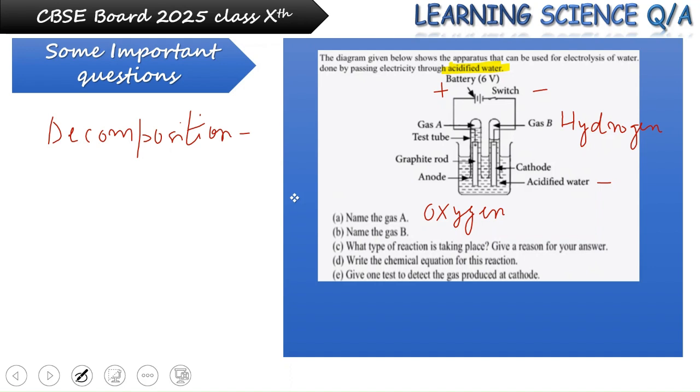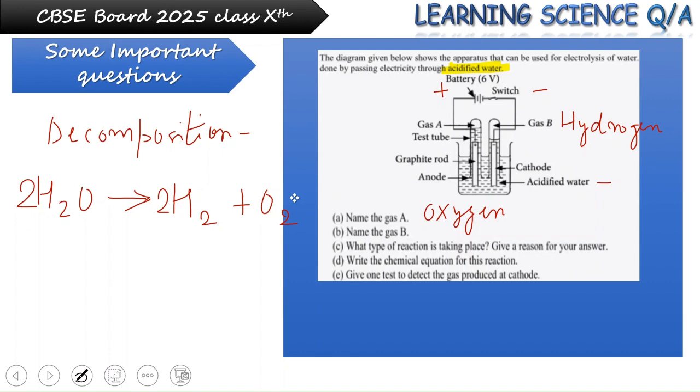So the reaction which is taking place here is an example of decomposition reaction. As we can see, water is breaking down into its constituent gases. Write the chemical equation for the reaction which is taking place here. We have H2O breaking down into hydrogen and oxygen, and to balance it we will write 2 here. So this would be the reaction that is taking place here.